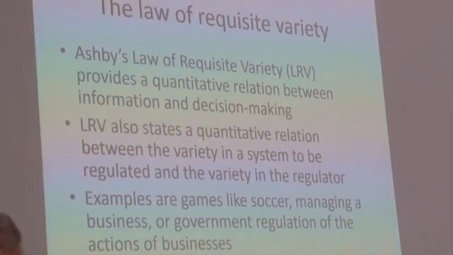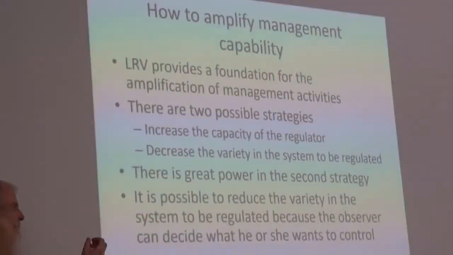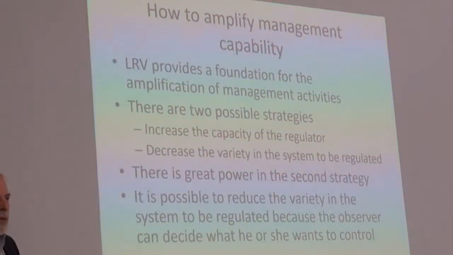Now, in the case of regulation, if you want to increase your capability, there are two ways of doing it. You can either increase your capability by hiring staff, buying a computer, or something like that, or you can reduce the variety in what you're trying to control. That may not sound like a very strong strategy, but it's extremely powerful. Basically, it just means you don't pay attention to that much. You decide what you want to control, and you focus only on that.